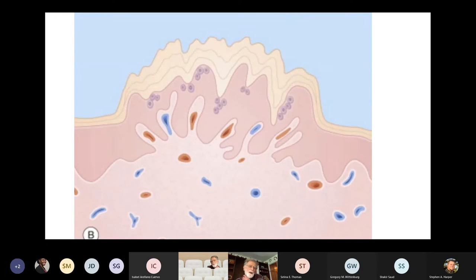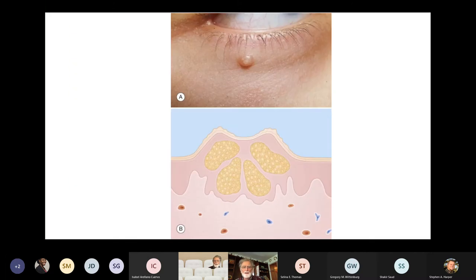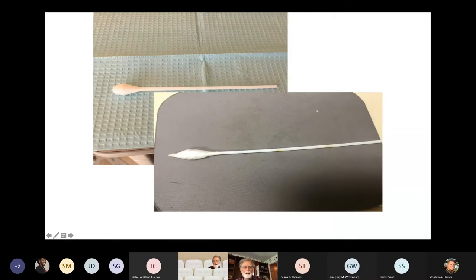This is the rendering of it by Lookingbill, sitting right on top. Doesn't go down into the dermis. This is molluscum. It's got that little central dimple. And you see there are molluscum bodies, specific molluscum bodies that you can destroy. So the favorite method for destroying warts is to use liquid nitrogen.